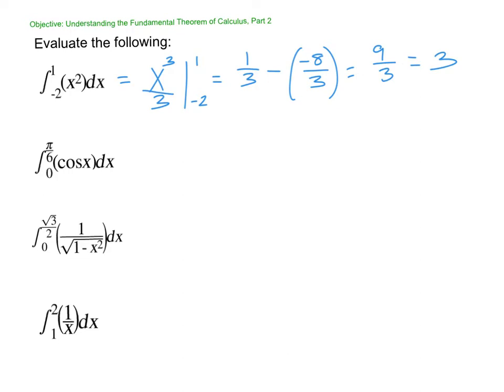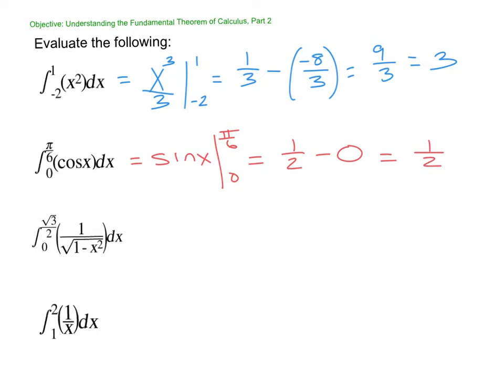All right, so the antiderivative of cosine is sine. So sine x from 0 to pi over 6. Sine of pi over 6 is a half, minus 0. Sine of 0 is 0, so the answer is just a half.